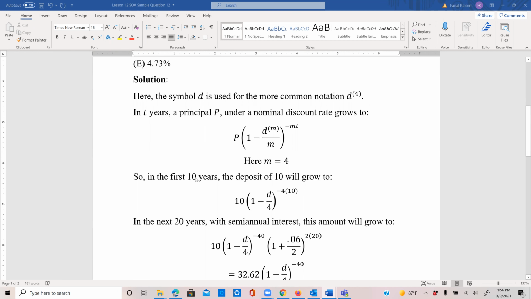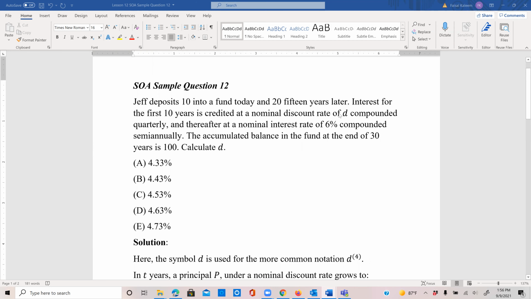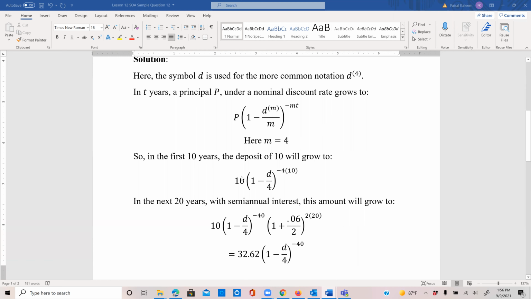So in the first 10 years, it encounters the discount rate over here, compounded quarterly. So it will grow to 10 times (1 minus D over 4), because M is equal to 4, to the power negative 4 times 10. And then in the next 20 years, it encounters semi-annual interest rate. So this is what it has grown to in the first 10 years. And so we take this quantity and grow it for another 20 years under a semi-annual interest rate of 6%.